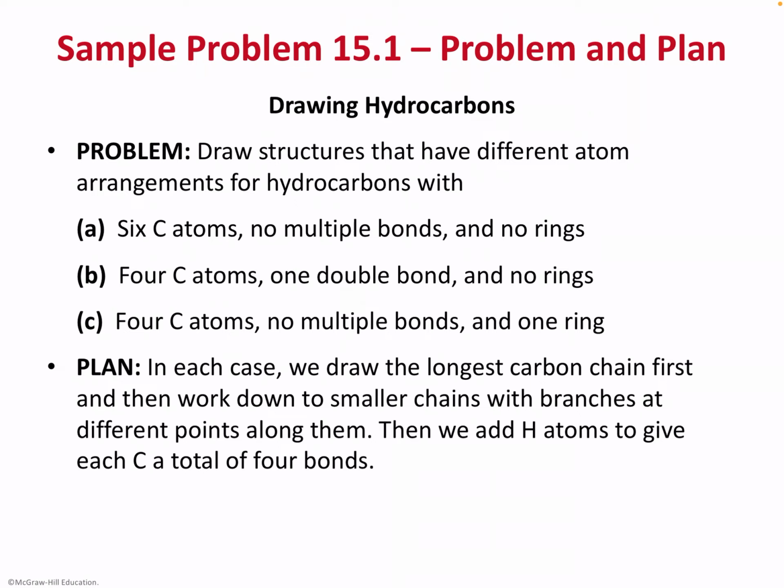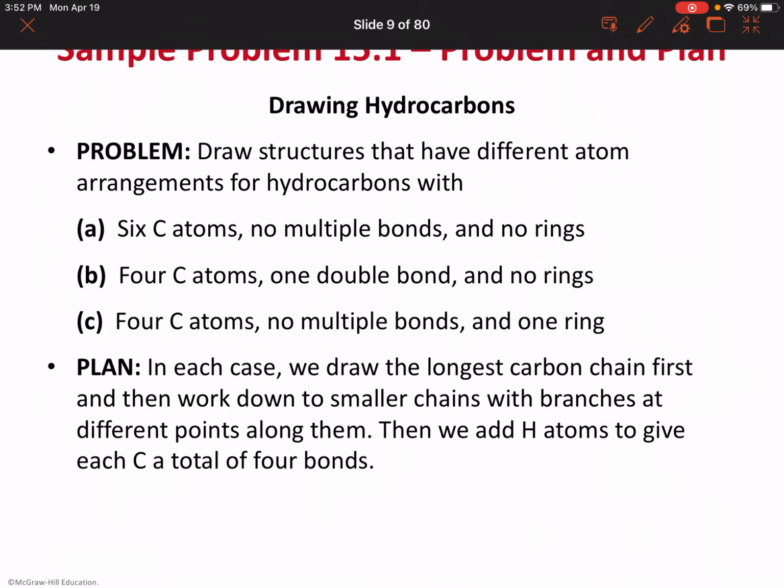Drawing hydrocarbons. Draw structures that have different atom arrangements for hydrocarbons with 6 carbon atoms. No multiple bonds and no rings. With 6 carbon atoms, if you draw them straight, you can draw it like that. You can start with 1, 2, 3, 4, 5, 6. So each point represents a carbon.